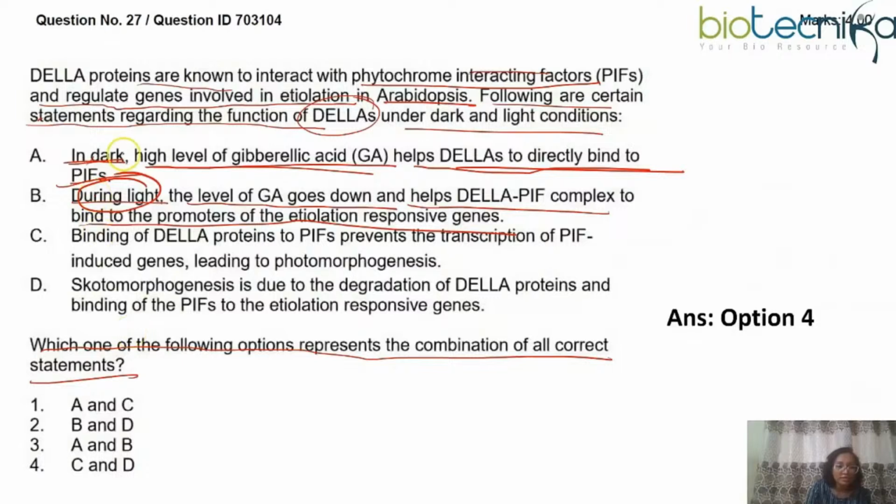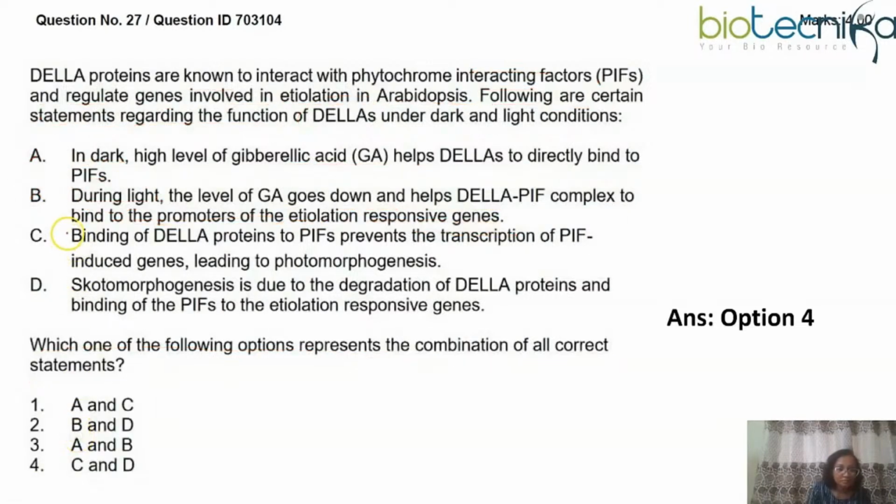So what is wrong with statement B? In presence of light, the level of GA goes down and helps DELA-PIF complex to bind to the promoters of the etiolation responsive genes. That is not true. DELA-PIF bind to each other. Yes, DELA binds to PIF. But by doing that, it is not allowing the etiolation responsive genes to be expressed. So A is not true. B is not true. What about C?